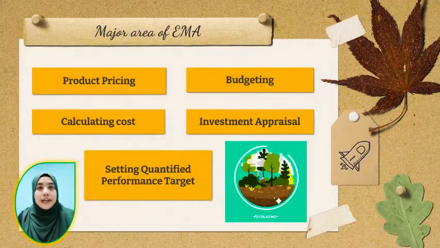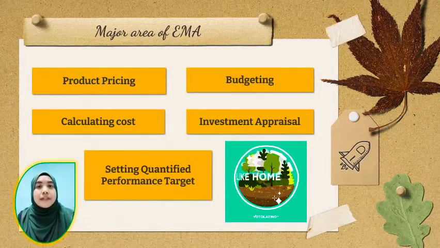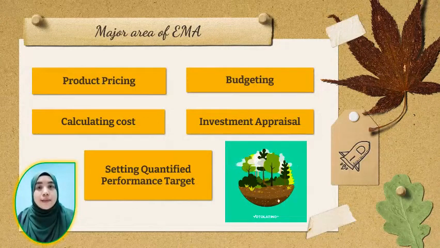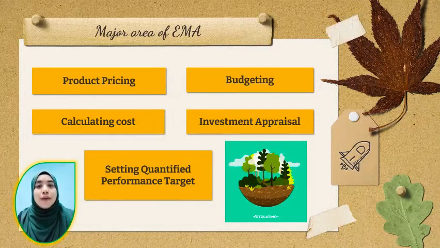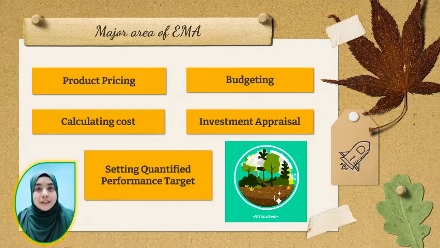Major areas of EMA. EMA can be applied in, first, product pricing. The pricing must not be determined only on the manufacturing cost, but also on the environmental cost that may be incurred. It helps the company to understand more about their product pricing. Second, budgeting. Budgeting is the highest level of accounting in terms of future, which indicates a definite course of action upon environmental issues and not merely reporting.